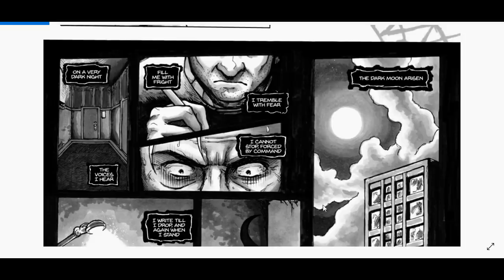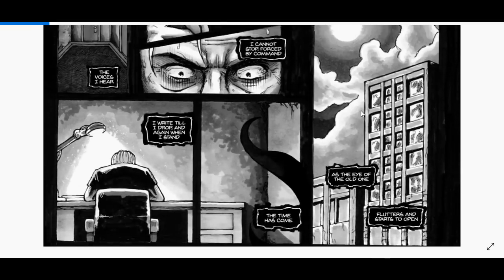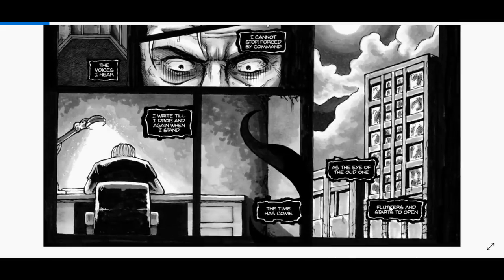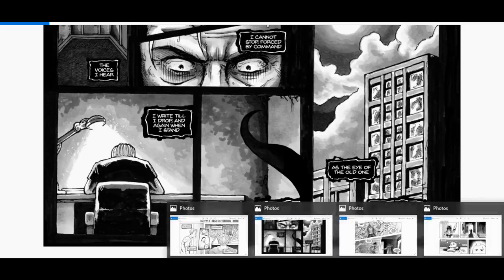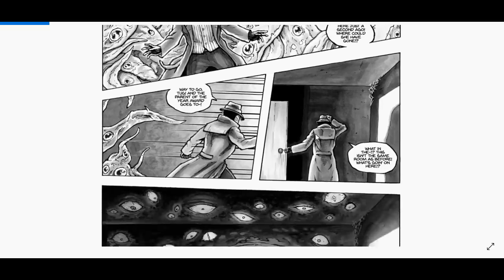And well, when he goes at night, there's something dark. The time has come. The dark moon arisen as the eye of the old one flutters and starts to close. Now this, of course, means that someone has to come in. And yours truly, detective, yep, has to go in and check out the case.